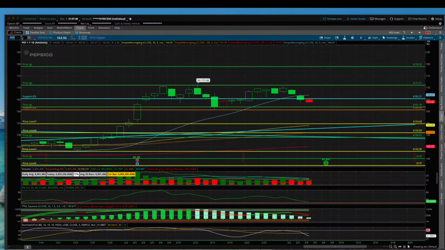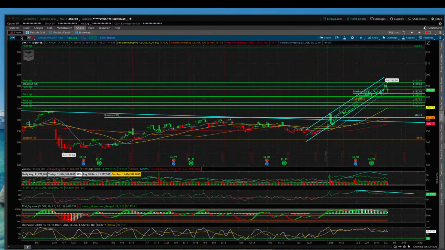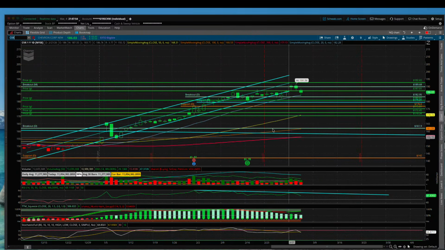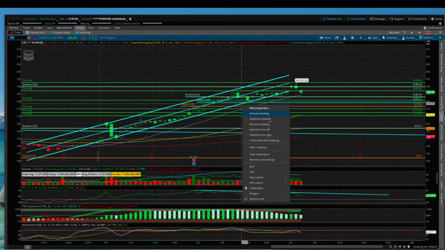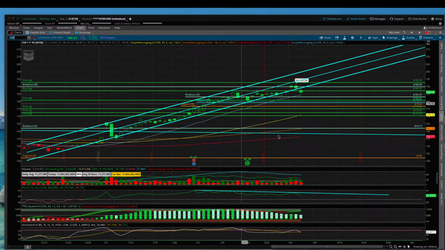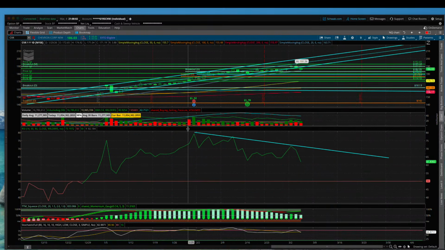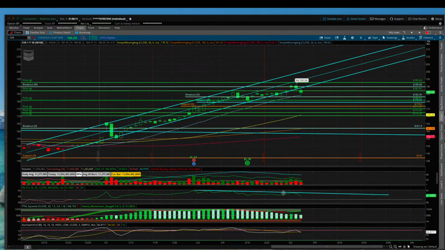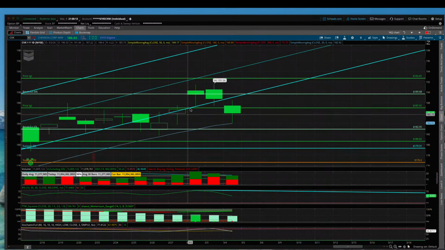All right, CVX now. We just made a new high yesterday, but we do have a bearish divergence on the daily. On that new high that we made, we have a lower high on the indicator.